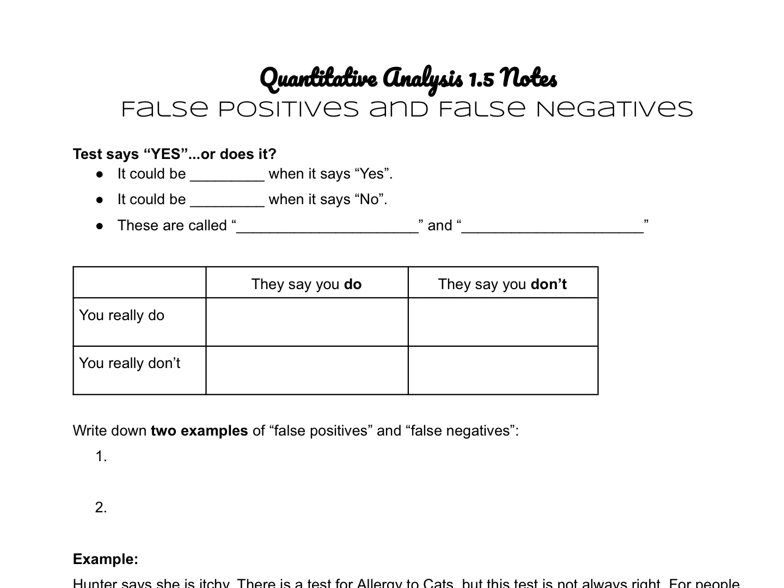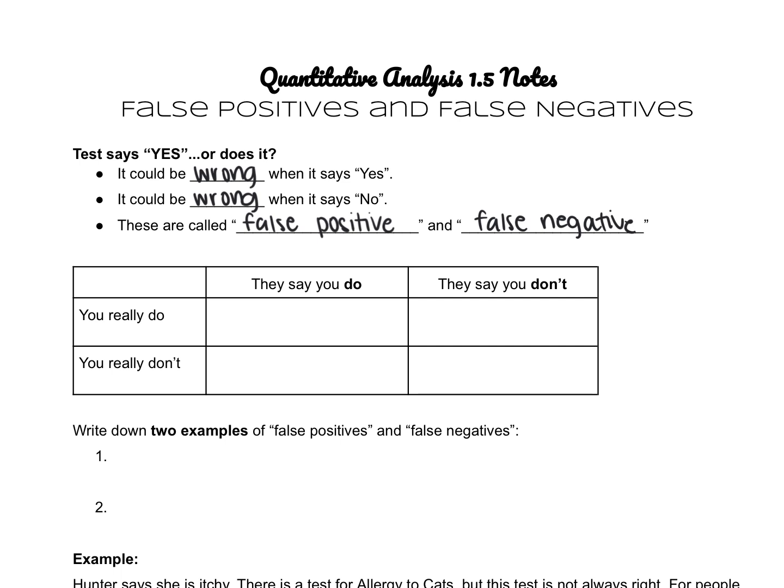So if the test says yes, so if it comes back as yes, does it actually mean yes? It could be wrong when it says yes, or it could be wrong when it says no. And that's how we get a false positive and a false negative. The best way to understand false positive and false negative is looking at a table.